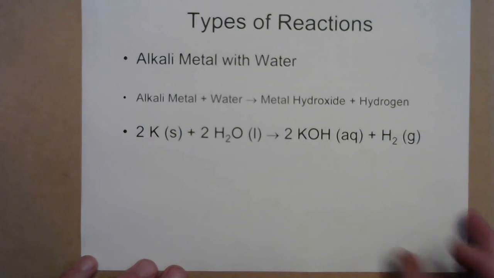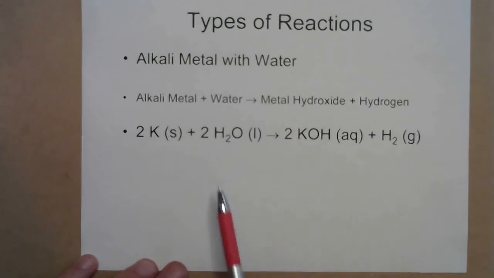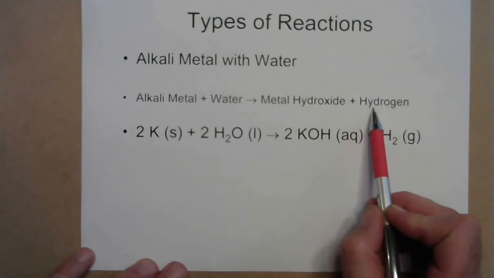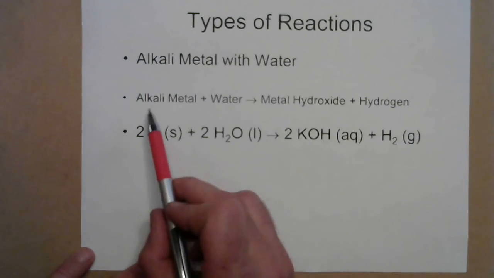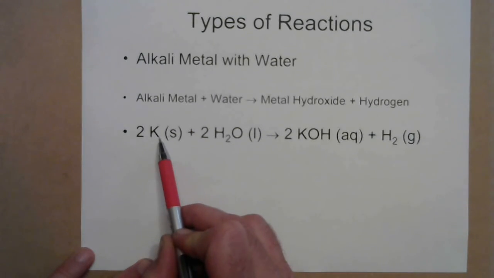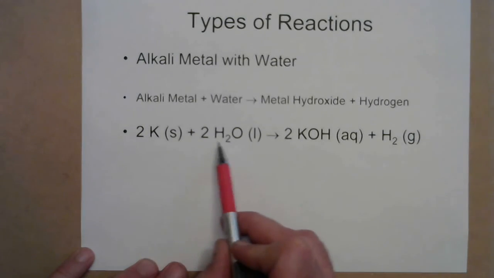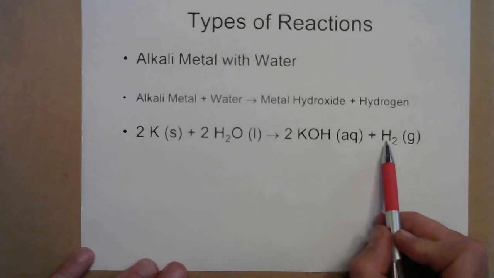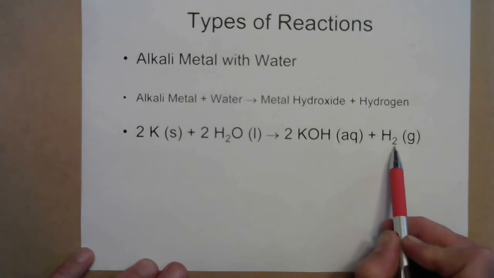The next type of reaction we'll look at is that of the alkali metals. The alkali metals typically react with water to form a metal hydroxide and hydrogen gas. So whenever you have an alkali metal, such as potassium, which is one of the alkali metals, it will react with water to produce a metal hydroxide, in this case potassium hydroxide, and hydrogen gas. Don't forget, hydrogen gas is diatomic, so it's always H2.